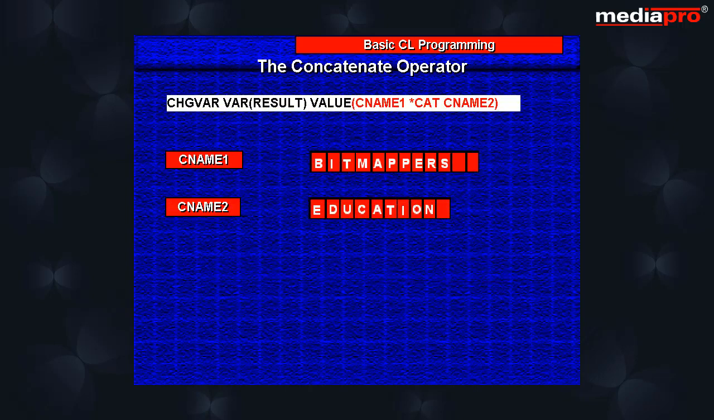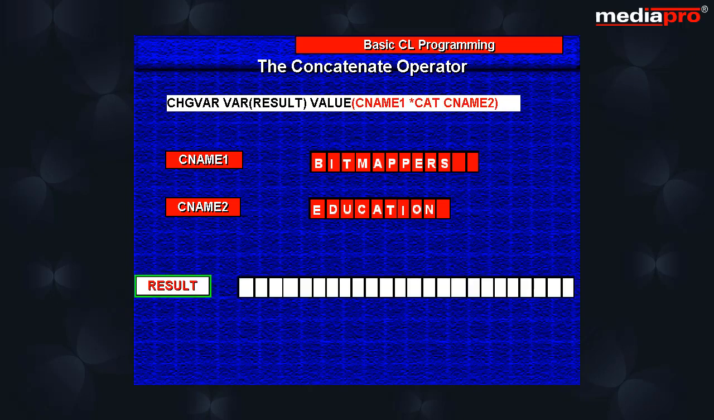If we use the star cat operator, the result variable will contain the two strings combined exactly as they are without any modifications. With star tcat, all the trailing blanks in both the strings will be removed. *bcat also removes all the trailing blanks in both the strings, but at the same time inserts a single blank between them.